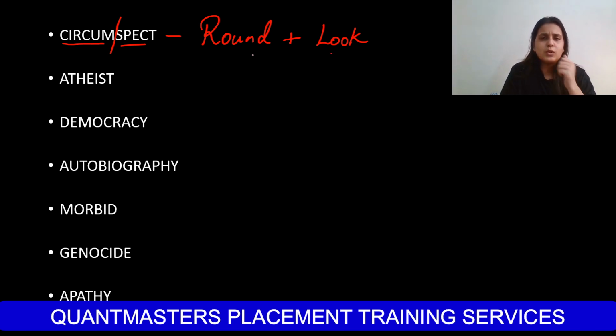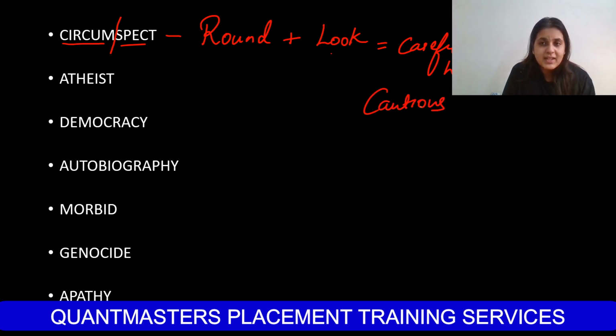Now what is the meaning of look around? If your friend says, if you're investing in the share market, be circumspect. Be circumspect, look around, which gives you the meaning of being careful, being wary, being cautious. So when you say circumspect, it basically means to be careful, to be cautious, and to be wary.